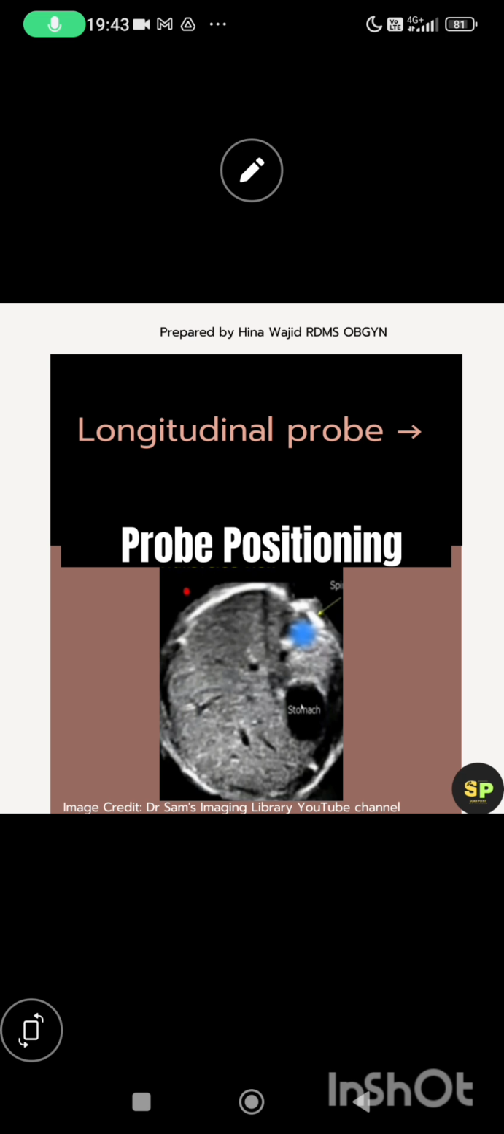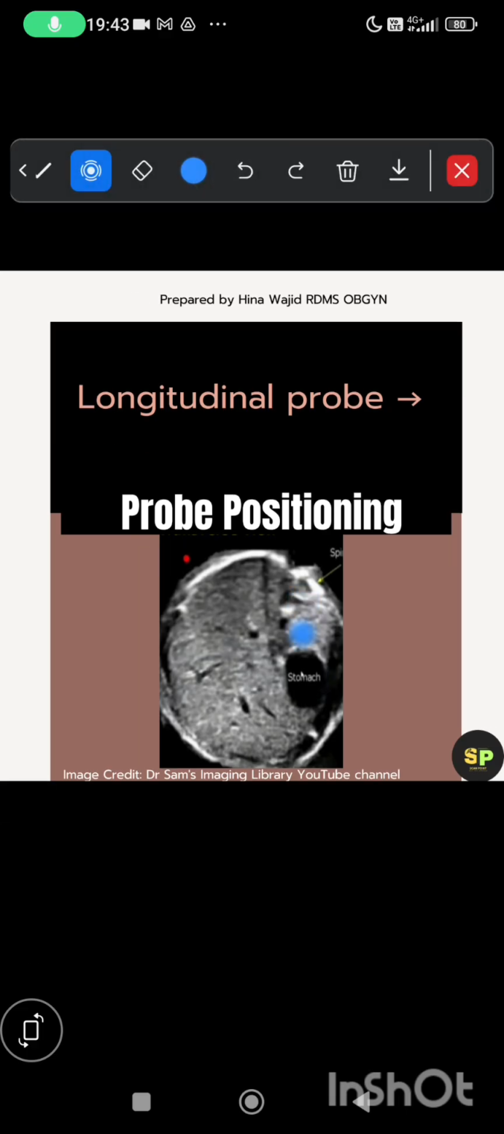Okay. Anyone else? Transverse, head towards the right. Yes. Because the probe is placed longitudinal, it means it is a transverse fetus, and the relationship of the spine and the stomach here is clockwise. So head toward maternal right.